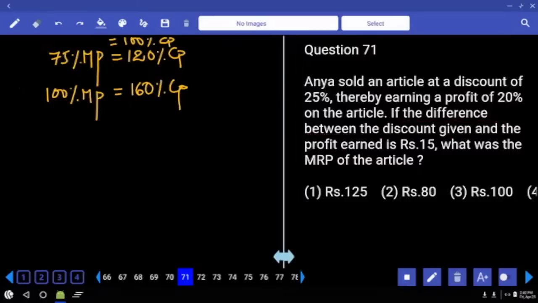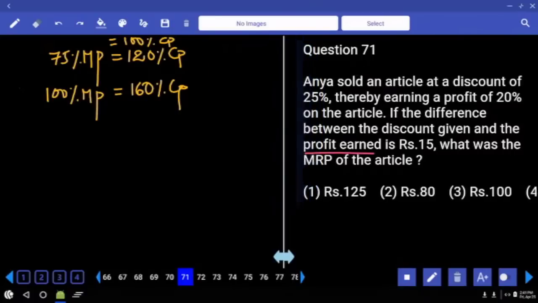Now, the difference between discount and profit. Discount in the sense market price minus selling price. What is this difference? 40%. Of which price? 40% of cost price. Profit. How much is profit? 20%.